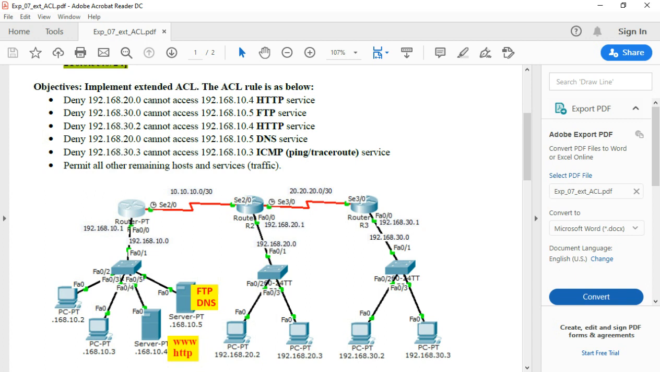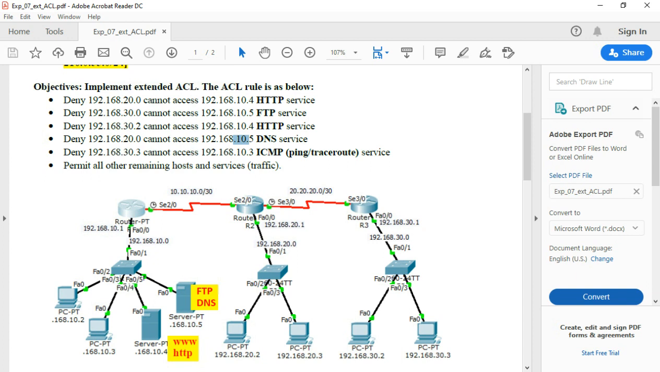And on this specific server, we can... Okay, and if we have two servers with HTTP, we can let him access the other server, but not this server. And 20.0 cannot access the DNS services. We will prevent him from accessing the DNS server on this server, and we will prevent 192.30.3 from doing ping or traceroute, which means ICMP tools services.